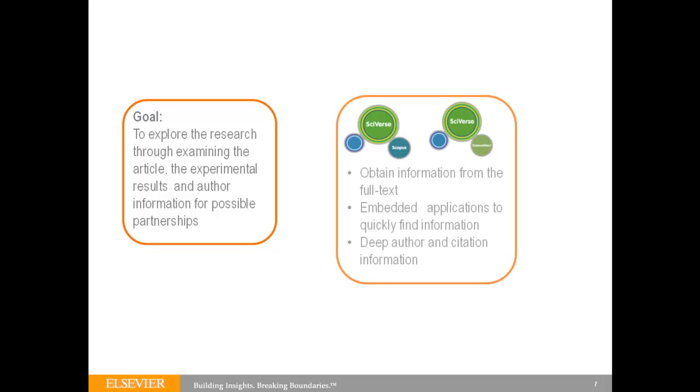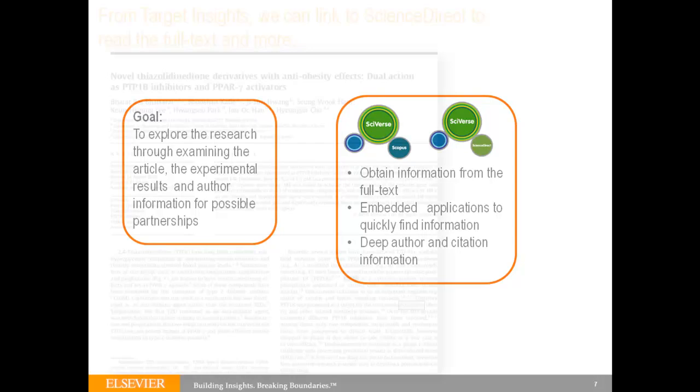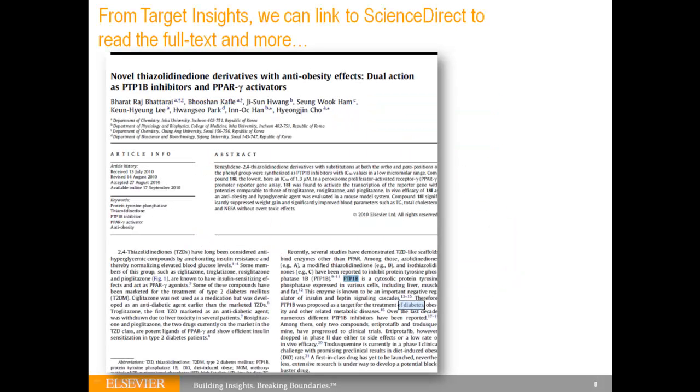Your goal is to explore the research through examining the article, the experimental results, and author information for possible partnerships. SciVerse Scopus and ScienceDirect offers information from the full text, embedded applications to quickly find information, and deep author and citation information. Here you can read the full article in ScienceDirect. You can also see the new features on the SciVerse ScienceDirect platform, such as related articles and how often and by whom this article has been cited.